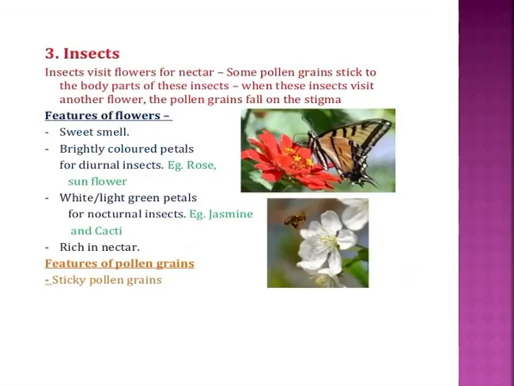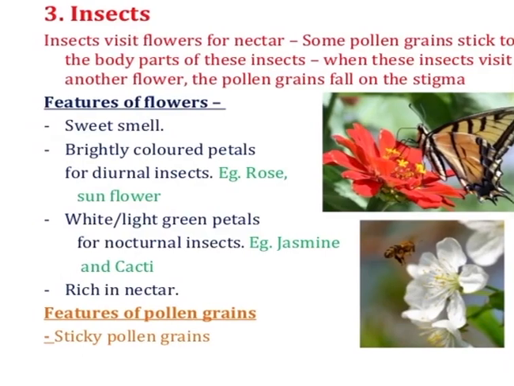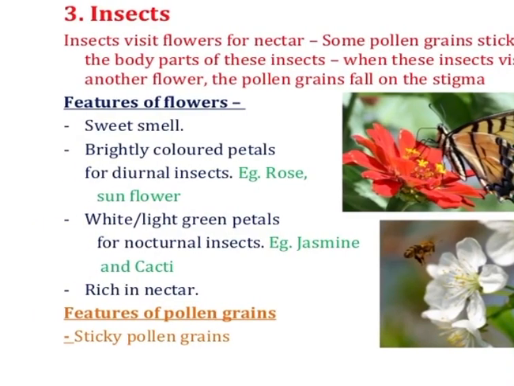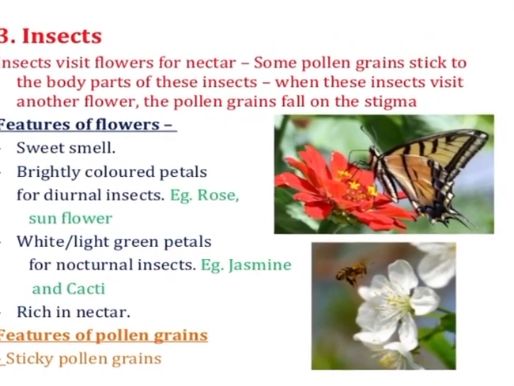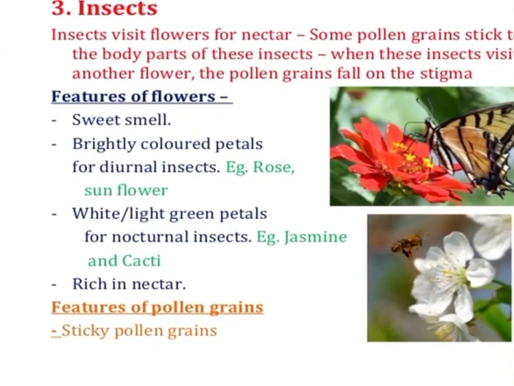Insects also play a very major role in the process of pollination. How do insects help in pollination? Insects visit the flower for nectar. Some pollen grains stick to the body parts of these insects, and when these insects visit another flower, the pollen grains fall on the stigma. This is how insects help in pollination.